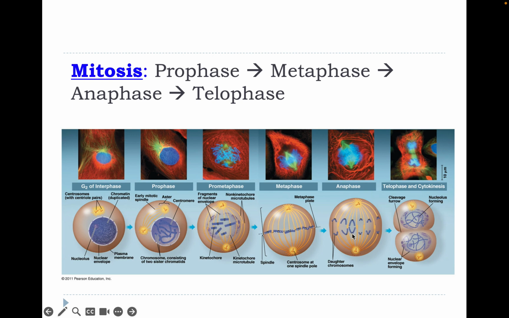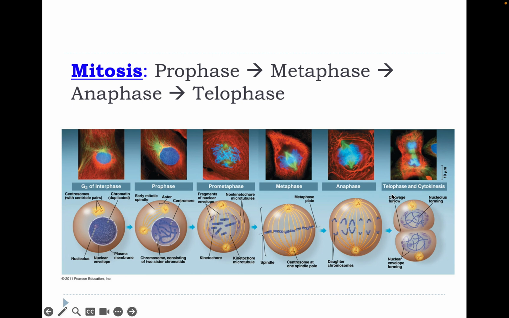In anaphase, this is when those spindle fibers begin to retract back up into the centrosomes. And as those spindle fibers retract, they pull the sister chromatids apart to opposite sides of the cell. And now at this point we call them daughter chromosomes.